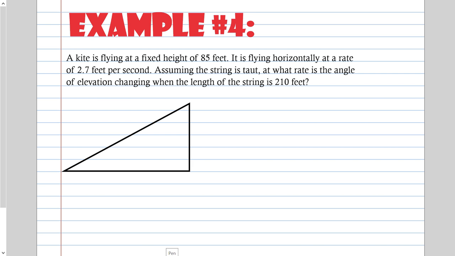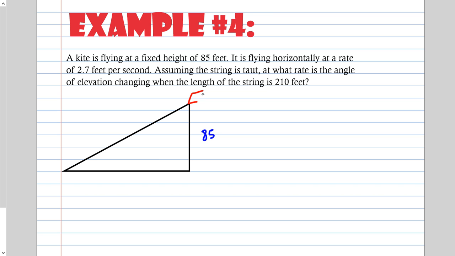Okay, so there's a kite and it's flying at a height of 85 feet. It is flying horizontally at a rate of 2.7 feet per second. Alright, let's imagine where the kite is here, people, because kites don't fly straight up.